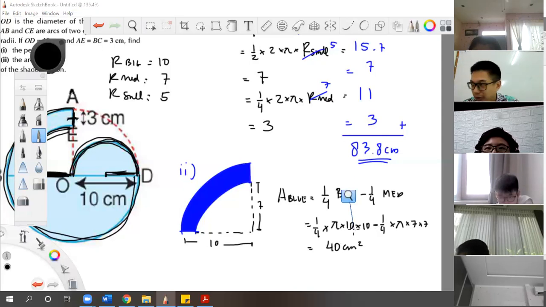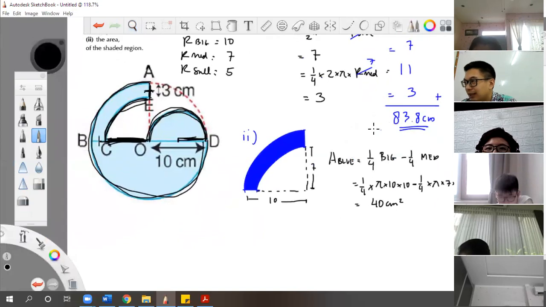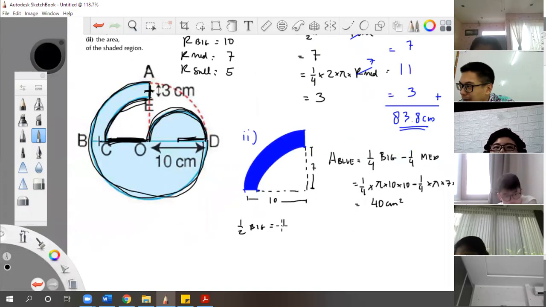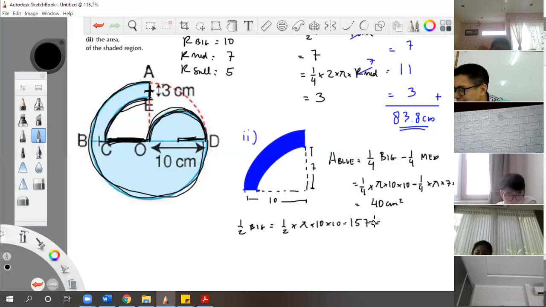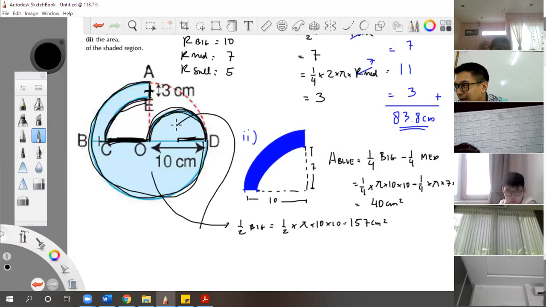Are we done? No, we haven't finished. We have to find the other parts. Half big, half small, right? Half big means what? 1/2 times pi times 10 times 10. The answer is 157 cm square. This is the half big. Now the half small, you take it out.